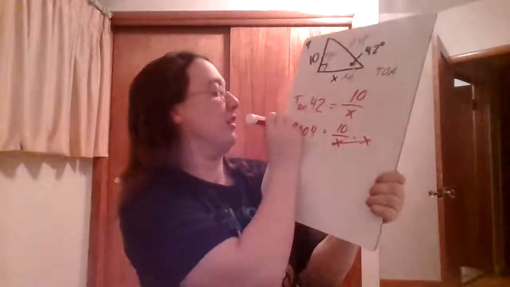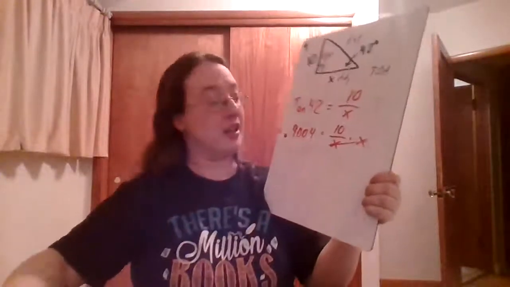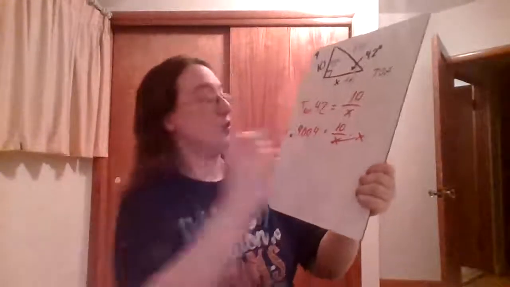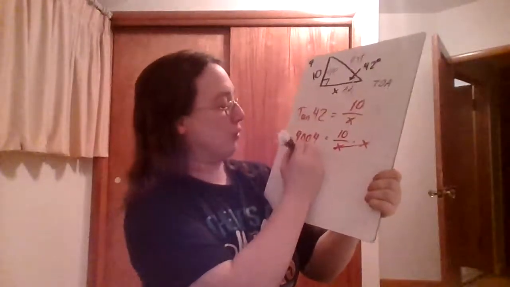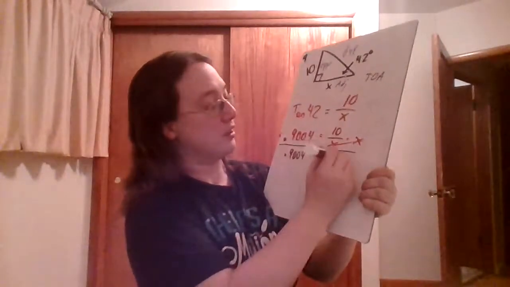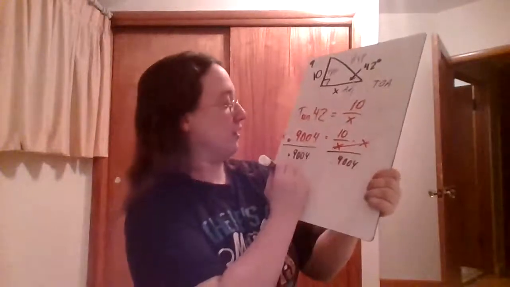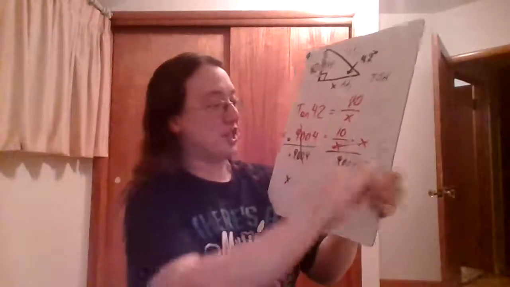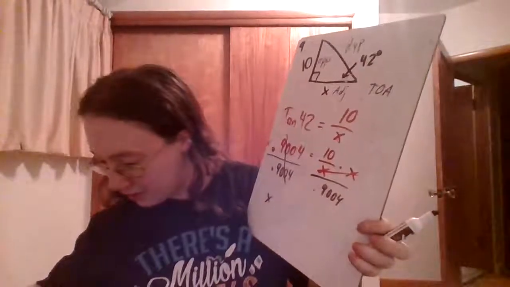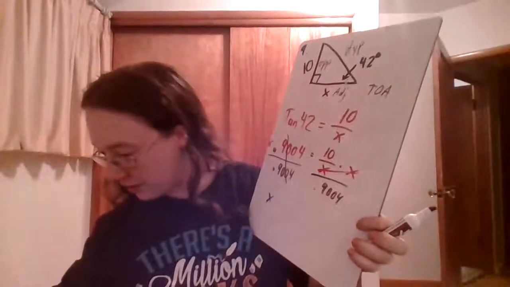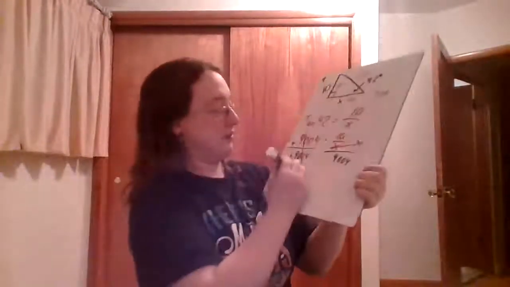So these are gone. We get x. And then we're going to take them both and we're going to divide by that 0.9004. Those go. So 10 divided by 0.9004 is 11.1.